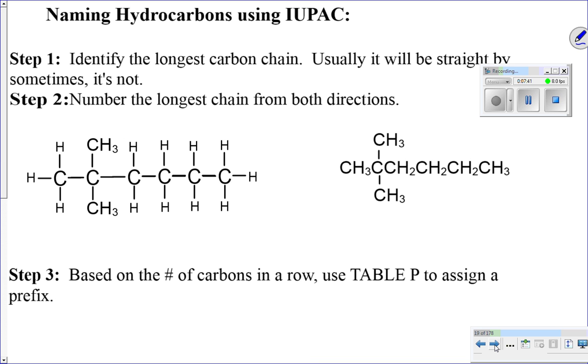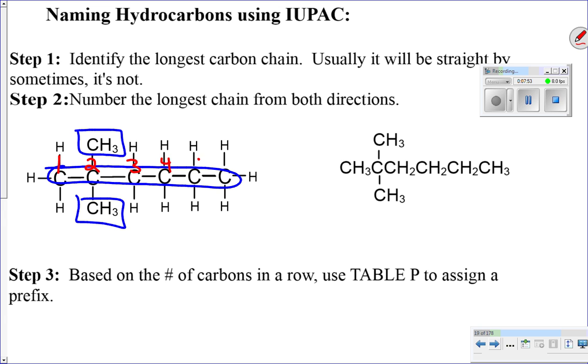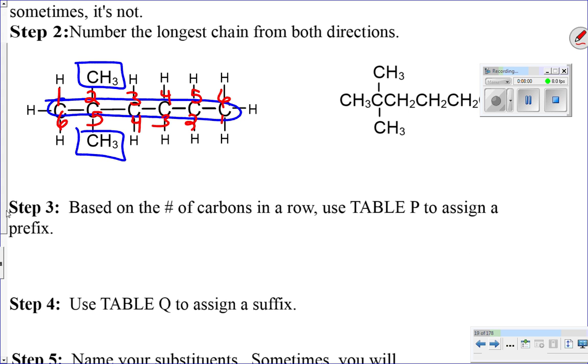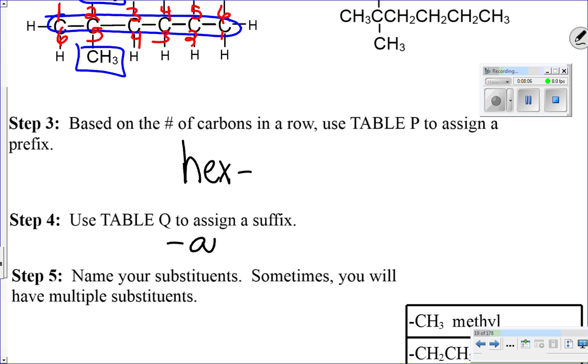Our next molecule has 2 substituents. So if we identify first our longest chain, you'll notice we have 2 methyl groups. So my number of carbons in a row, go ahead and number this, 1, 2, 3, 4, 5, 6, or 1, 2, 3, 4, 5, 6. My number of carbons in a row is 6, which is the prefix, hex. All single bonds is the suffix ane.